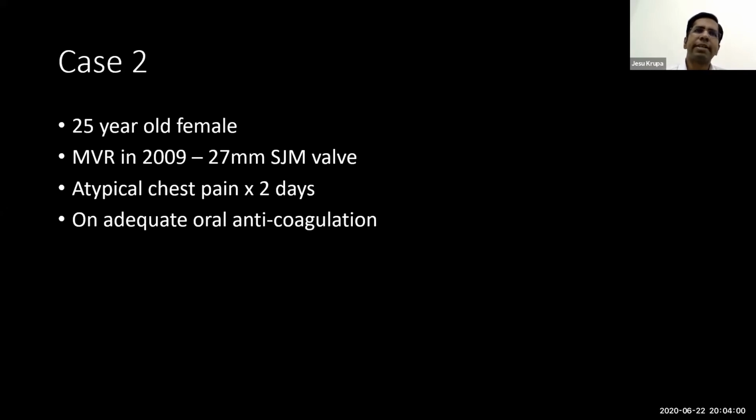This is a 25-year-old female with a mitral valve replacement in 2009, a 27 mm St. Jude's valve, which is a bileaflet valve. She is doing fine, except that she has some atypical chest pain, which often doesn't really correlate with anything serious as far as her valve is concerned. And she is on oral anticoagulation.